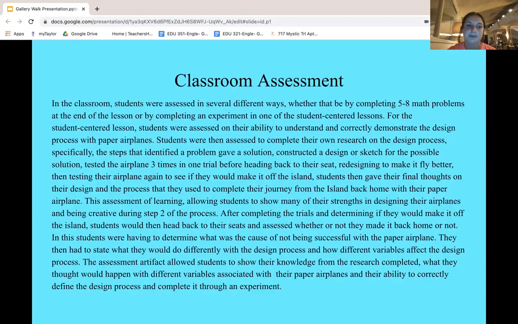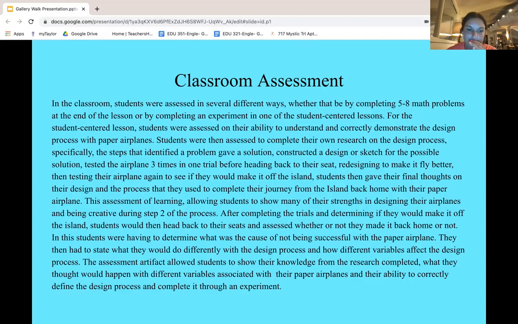So for my classroom assessment, they were assessed in several different ways. For my math lesson, they were given 5 to 8 problems at the end of the lesson that they would then turn into me so I could see, okay, what do I need to focus on for the next day? Do I need to reteach anything? For my student-centered lessons, they completed that experiment. They were able to fill out the table and chart worksheet that I had given them that guided them through the lesson.